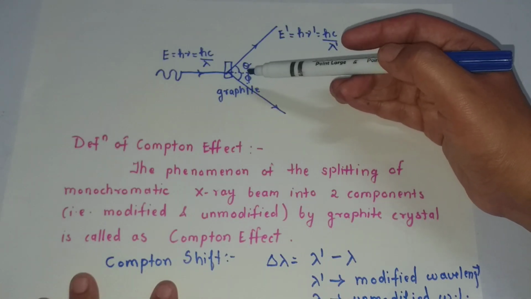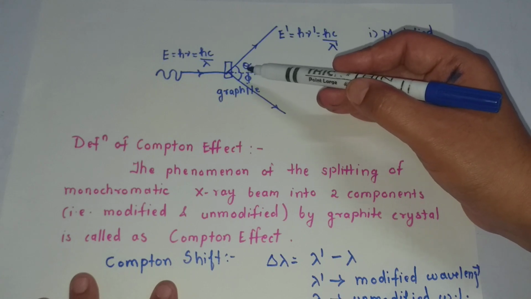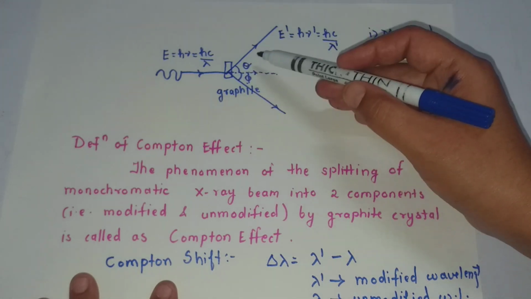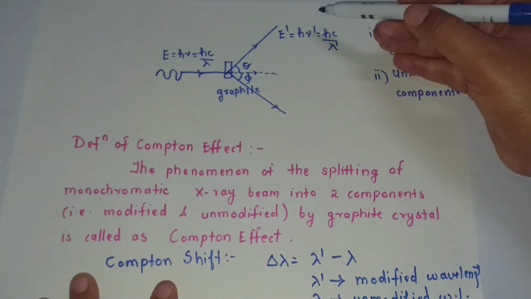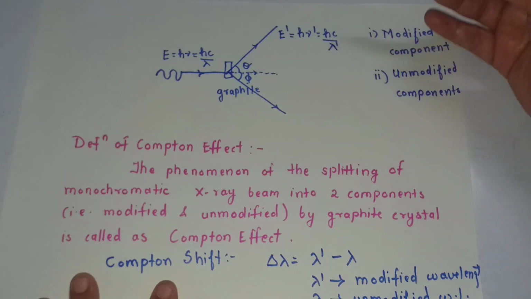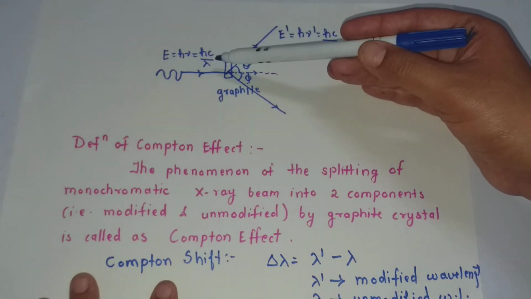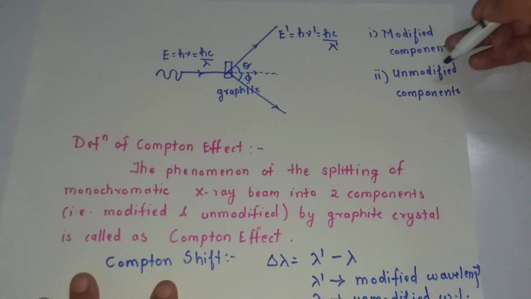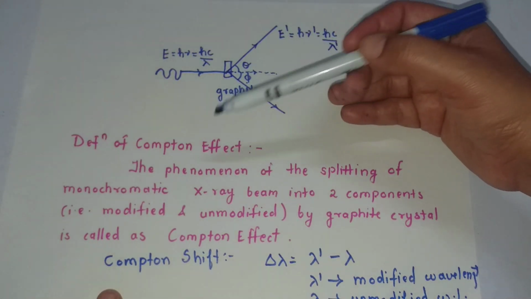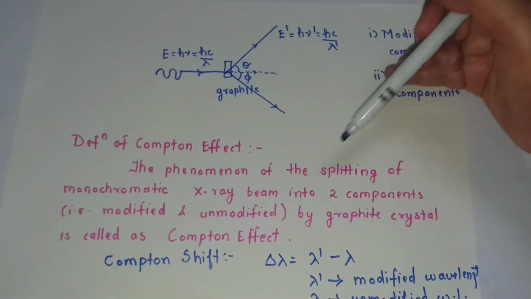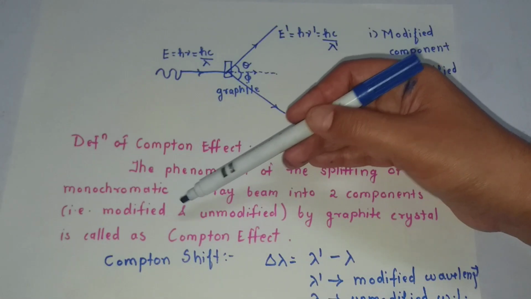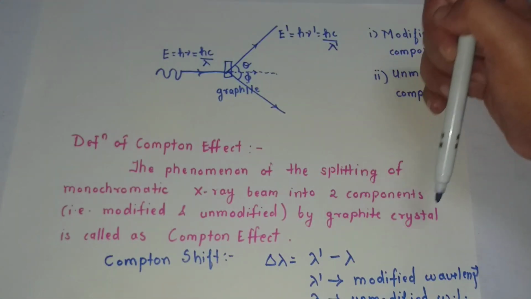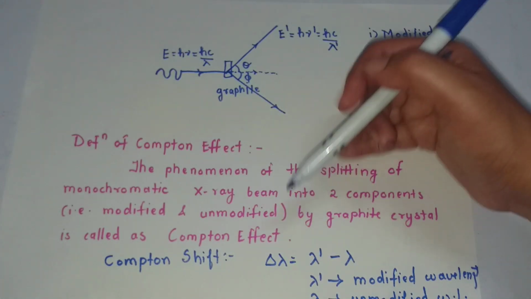But there are few photons which do not impart their energy to the electrons and they have the same wavelength as that of the incident photon. So the scattered radiations also have those photons which have the same wavelength as that of the incident one. These components or these photons are called unmodified components. So we can define Compton effect as the phenomena of splitting of monochromatic X-ray beam into two components, that is modified and unmodified, by graphite crystal.